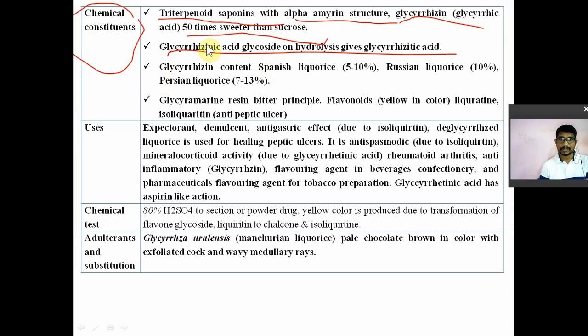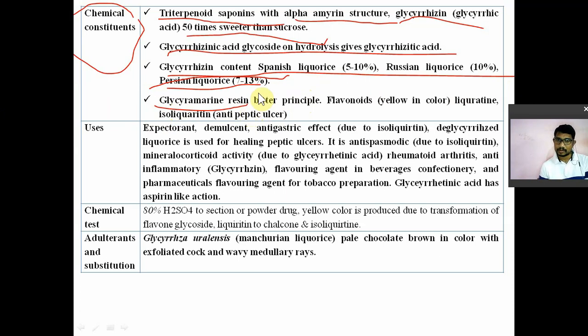Glycyrrhizin glycoside on hydrolysis, meaning acid hydrolysis, gives glycyrrhizic acid. Glycyrrhizin content of Spanish licorice is around 5 to 10%, Russian licorice is 10% and Persian is 7 to 13%. So the maximum amount of glycyrrhizin is found in Persian licorice. Glycyrrhamarin is a resin found in this plant, which is a bitter principle.